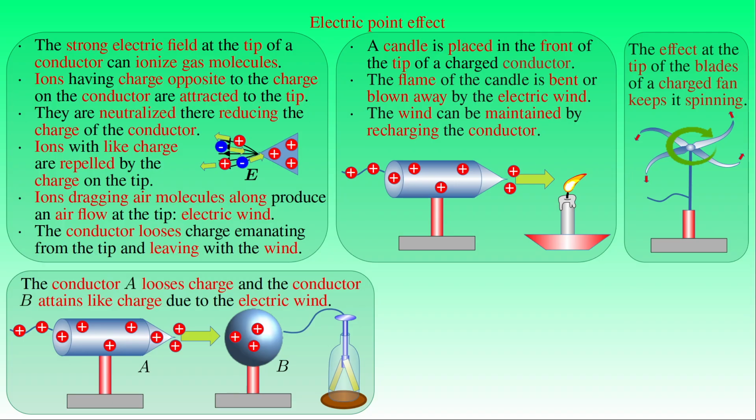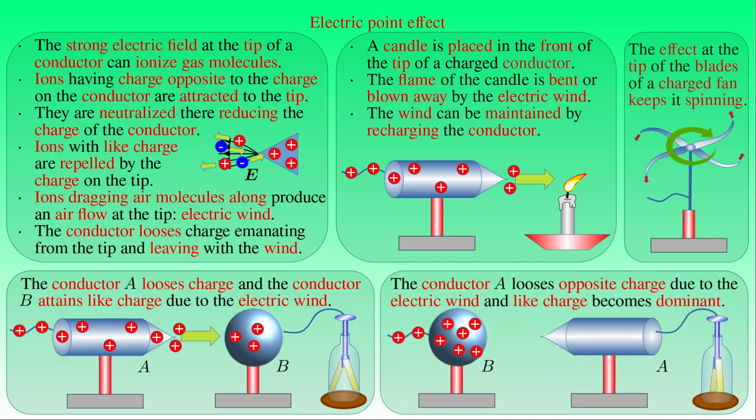We can invert the direction of the process by charging the conductor B and placing the electrically neutral conductor A with its tip close to the charged conductor B. The charge on the conductor B causes a separation of charge on the conductor A, and its tip will obtain opposite charges. A given amount of this opposite charge will exit from the conductor through the electric wind while like charges remain there, and as a result, the conductor A attains like charges.